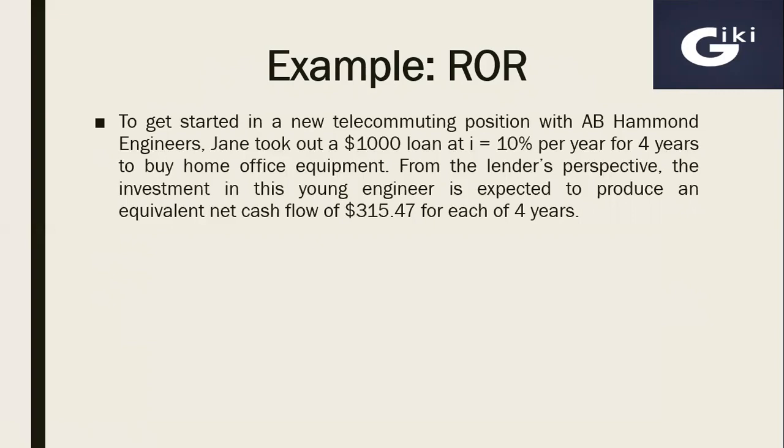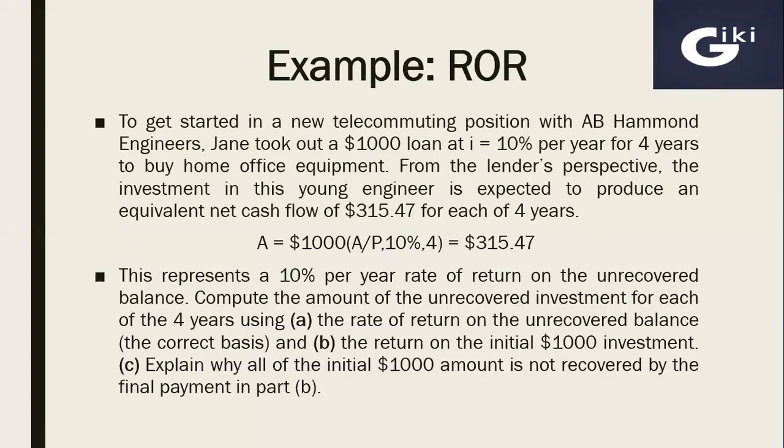Now, how did we calculate this $315.47 per year for the coming 4 years? Simply, we have to calculate the annuity by using the A over P factor. We consider this $1,000 as the present amount, 10% as the rate of interest and 4 time periods. So this will be the equation: annuity will be equal to present amount times the A over P factor for 10% and 4 years. By using the A over P factor for 10% and 4 years, the resulting amount will be $315.47 per year for the coming 4 years. This represents a 10% per year rate of return on the unrecovered balance.